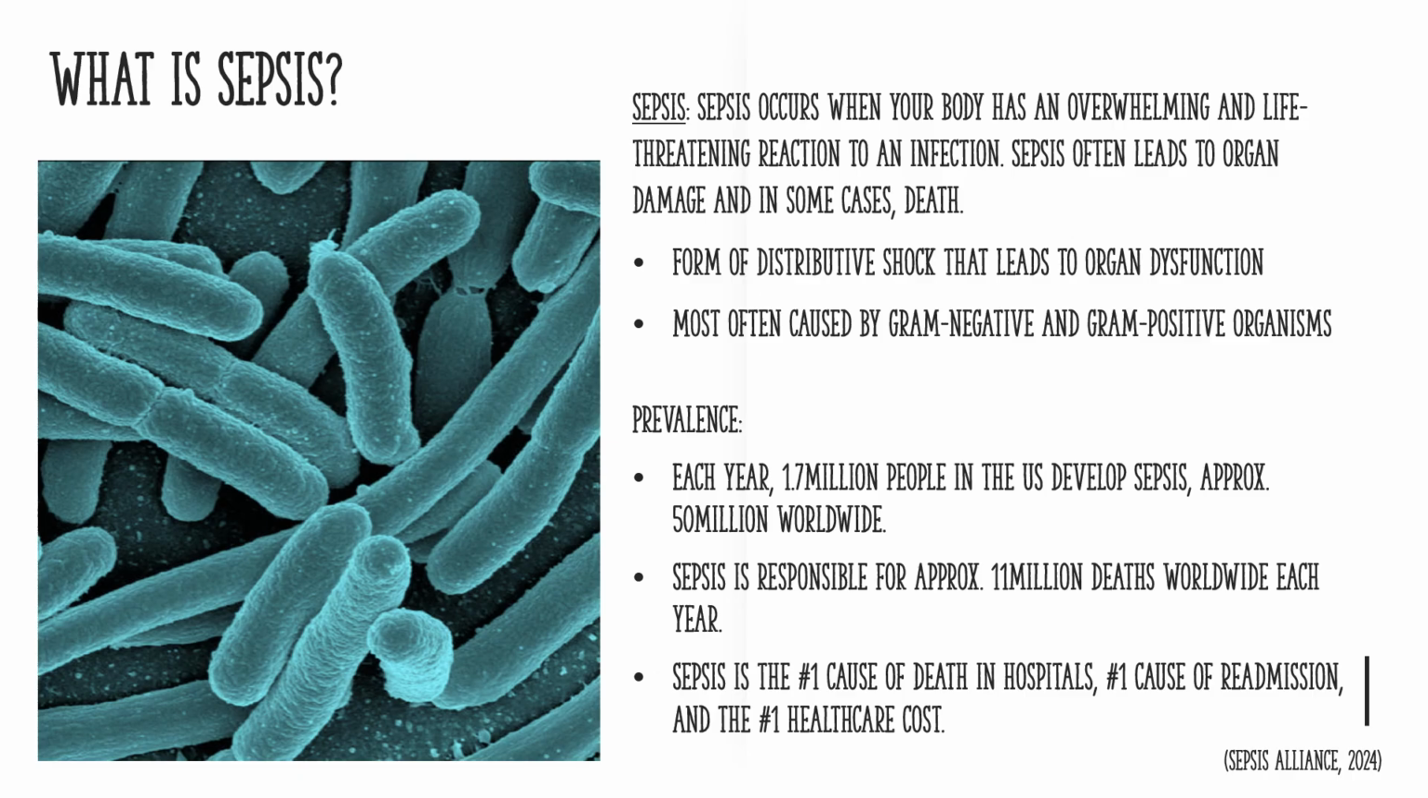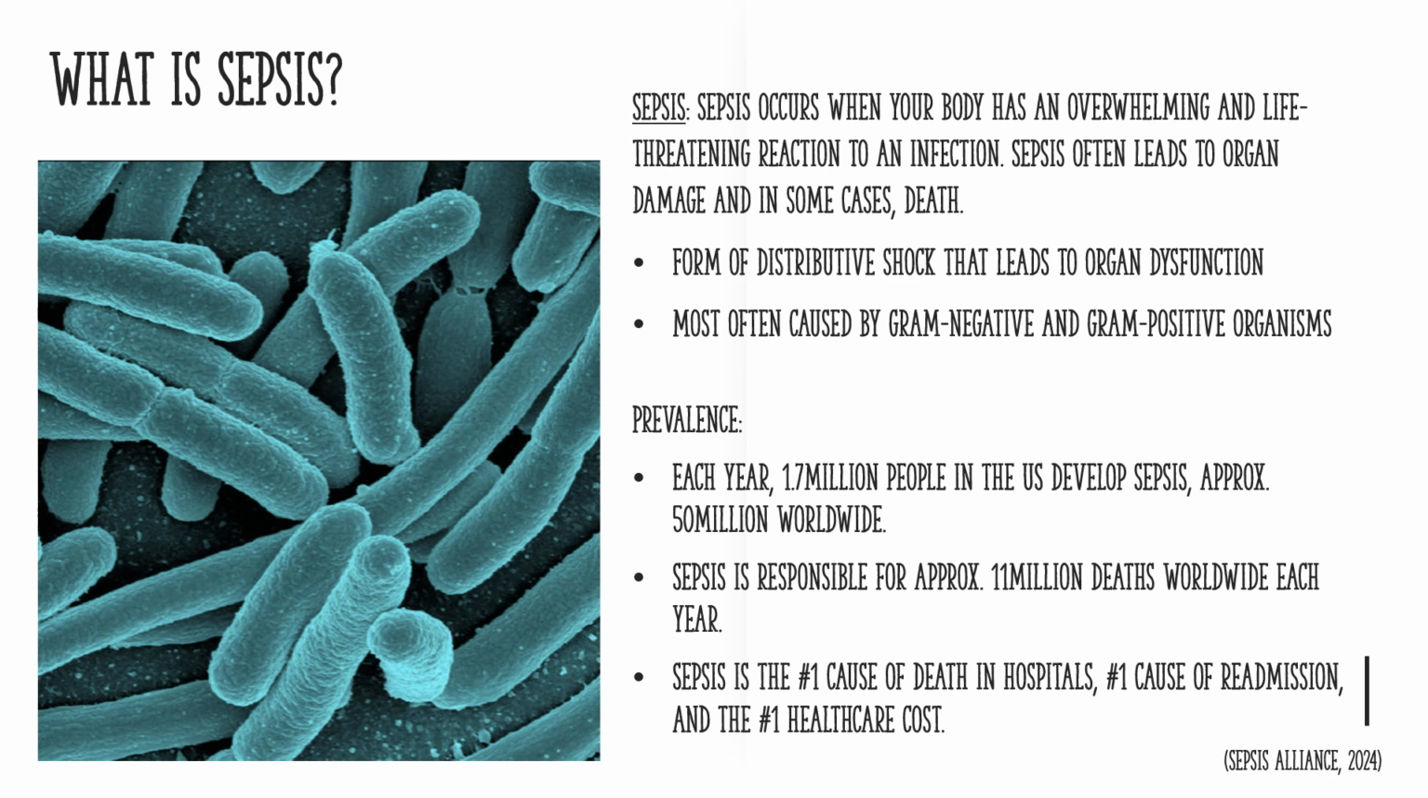All right, so to start off, what is sepsis? Sepsis causes extensive physiological and biochemical abnormalities, which lead to organ dysfunction, and this is all in response to an infection. It occurs when your body has this overwhelming and life-threatening reaction to an infection, and in some cases, if this organ damage cannot be treated, it can lead to death. Sepsis in and of itself is a form of distributive shock, and most often it's caused by gram-negative and gram-positive organisms.